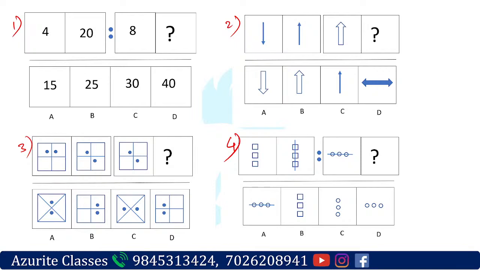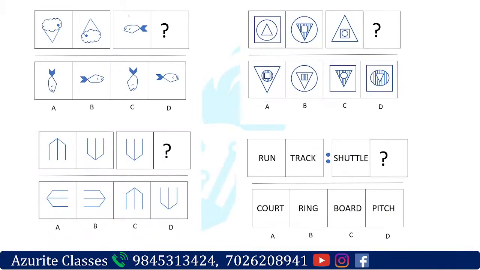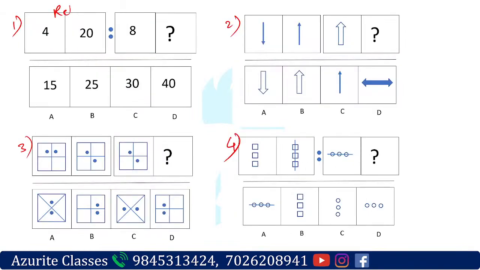Okay, students, I will be explaining them now. So here, if you see the relation, what is the relation here? The relation is multiplied. So 4 fives are 20, it is multiplied with 5. 8 fives will be how much? 40. Answer option D is the correct one, right?